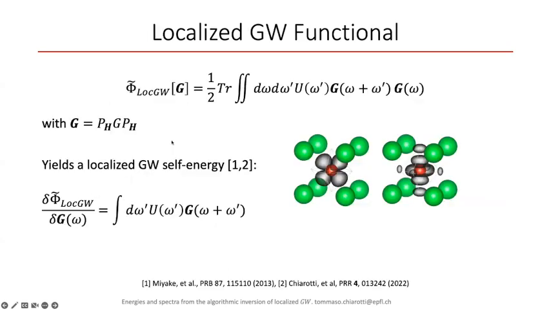Now, sorry. So the idea was to design a localized GW functional. To be clear, this is the localized GW0 functional. But in any case, how do you design a functional? You just write it down, and then you see what you get. If you write down this functional here, you see it is a function not really of the Green's function, but of the projection of the Green's function on a localized Hubbard manifold.